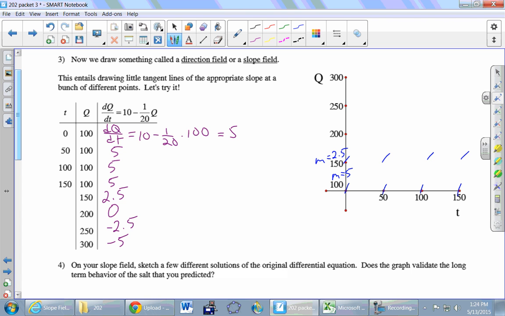At 200, what kind of tangent lines? Flat, horizontal, right? So just draw a few horizontal lines there. And now we're going to go to the 250, and those have a negative 2.5 slope. So that means these ones are now starting to come downhill.